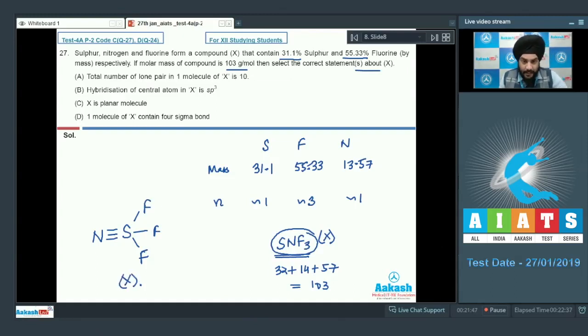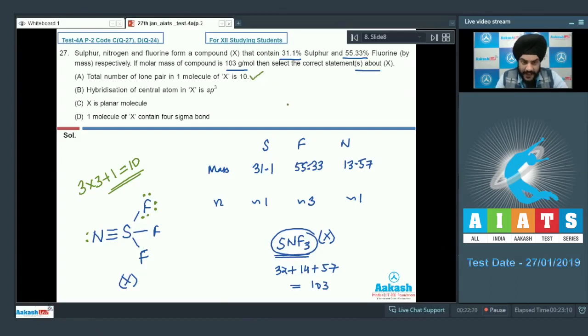So in option A, the examiner seems to be interested in the total number of lone pairs. So sulfur has no lone pair in this case. Nitrogen will have one lone pair, whereas each fluorine will have 3 lone pairs. So the total number of lone pairs will be 3 into 3 plus 1, which is equal to 10. So students, the statement given in option A is correct.